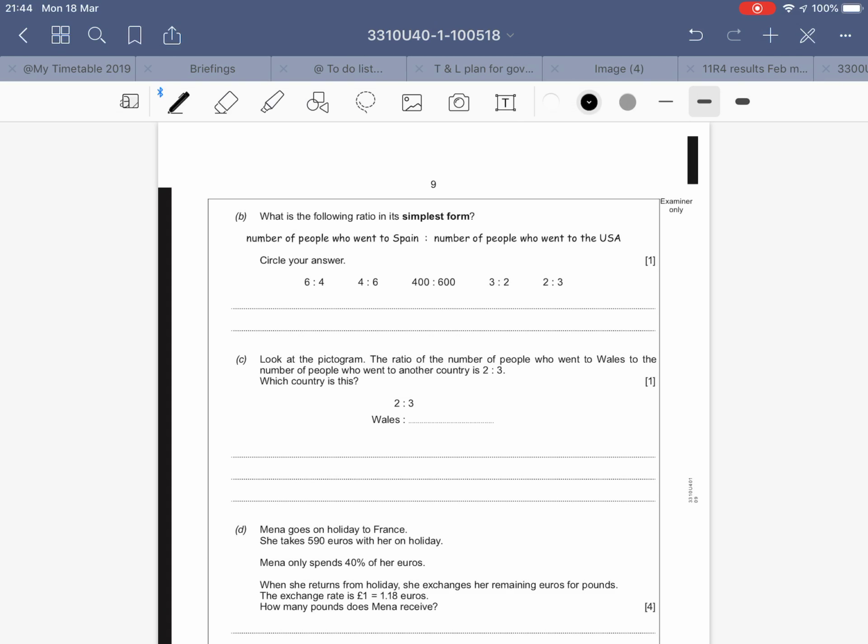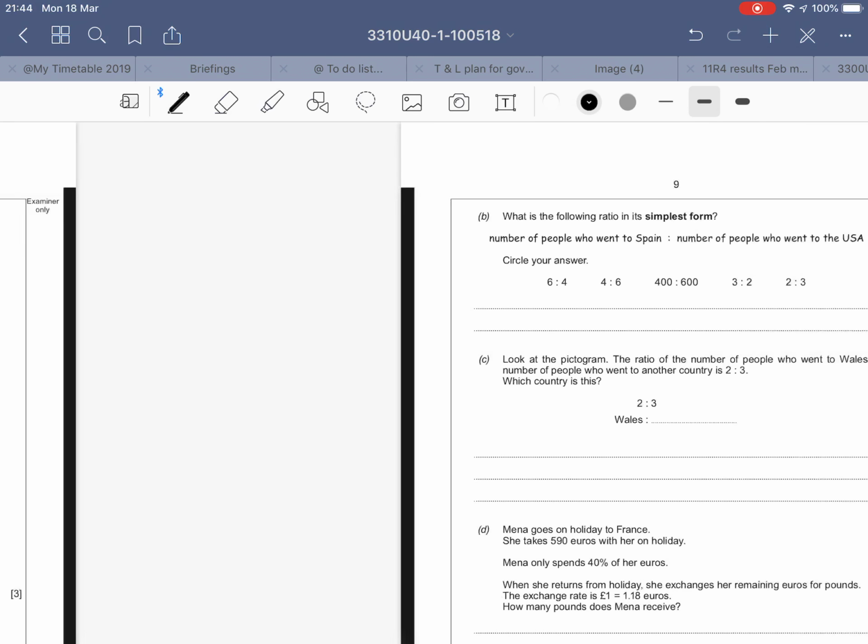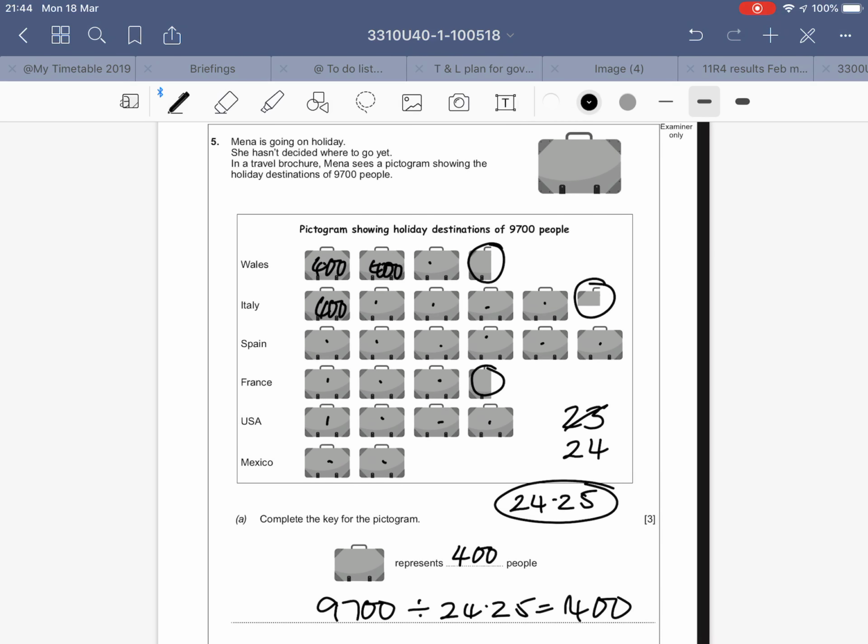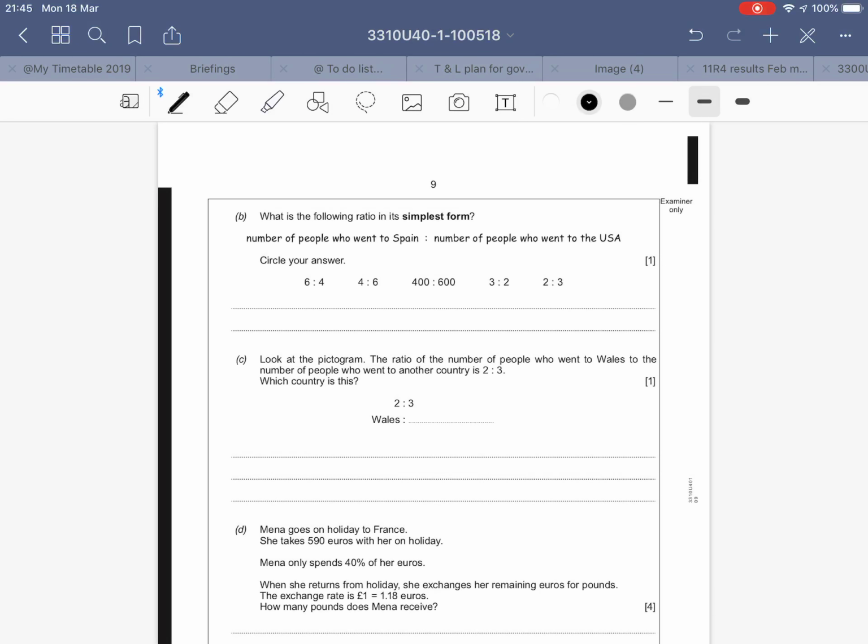Part B. What is the following ratio in its simplest form? The number of people who went to Spain to the number of people who went to the USA. So the number of people who went to Spain, 1, 2, 3, 4, 5, 6 full cases. The number of people who went to the USA, 1, 2, 3, 4 full cases. So 6 full cases to 4 full cases.